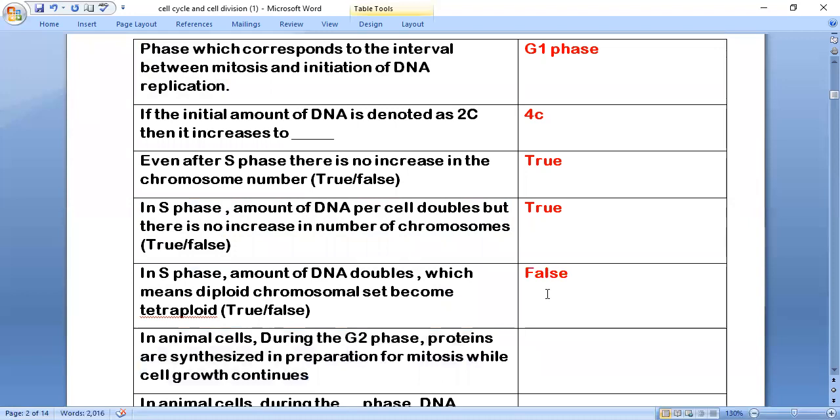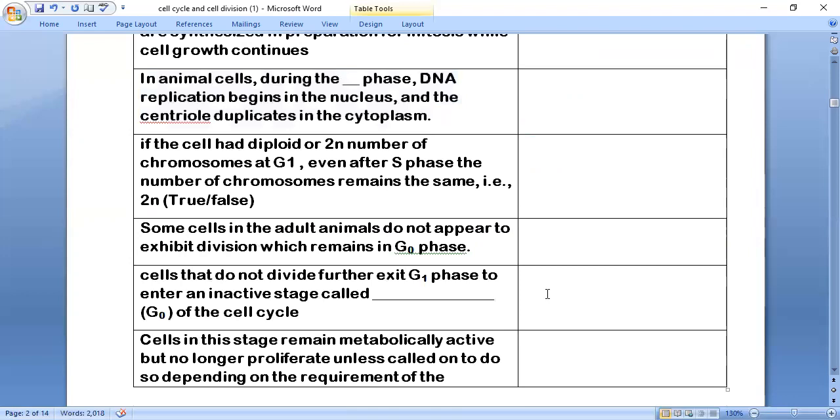In S phase, the amount of DNA doubles, which means the diploid chromosomal set becomes tetraploid. False. In animal cells, during the G2 phase, proteins are synthesized in preparation for mitosis while cell growth continues. In animal cells, during the S phase, DNA replication begins in the nucleus and the centriole duplicates in the cytoplasm.